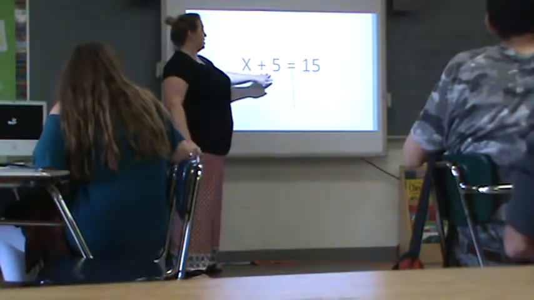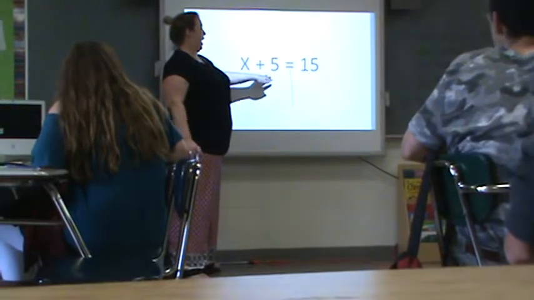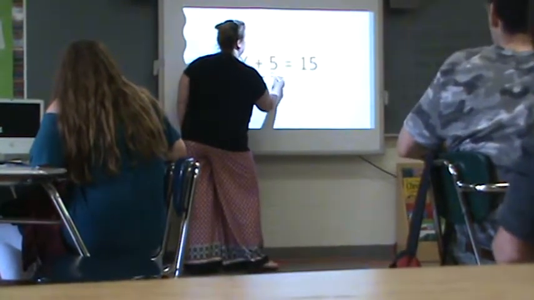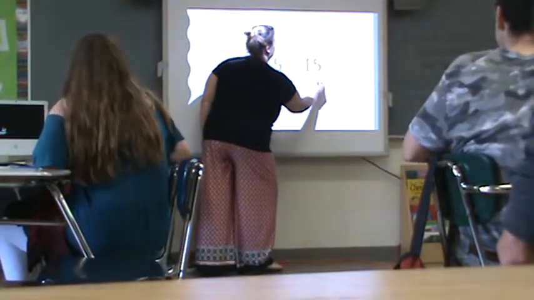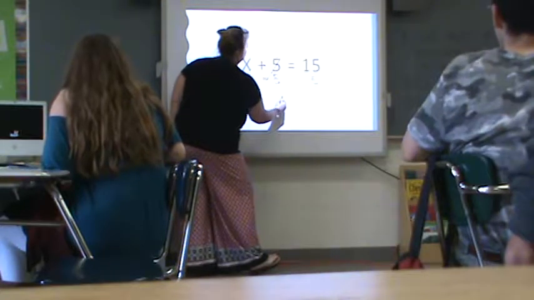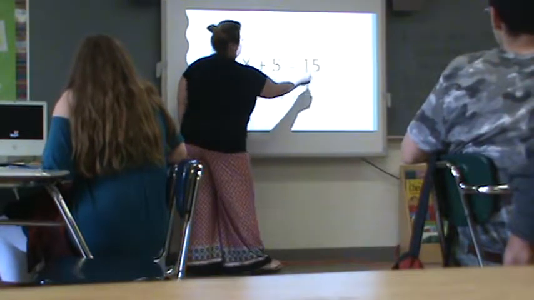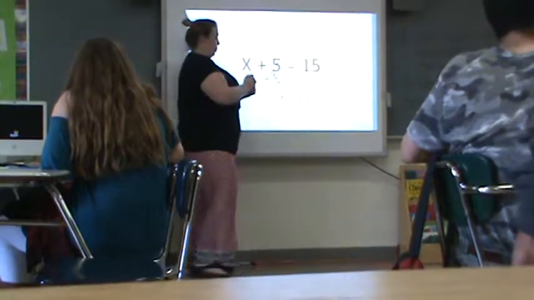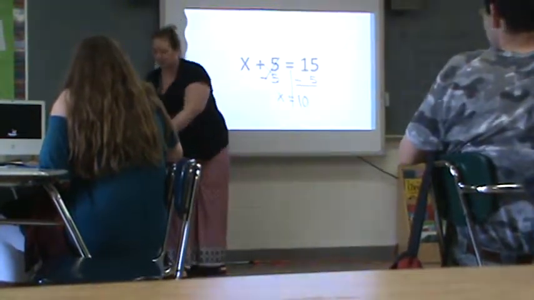So what are we doing? Adding, so what do we need to do? Subtract 5 over here. This cancels this out, so all we have left is X and an equal sign. And what's 15 minus 5? 10.